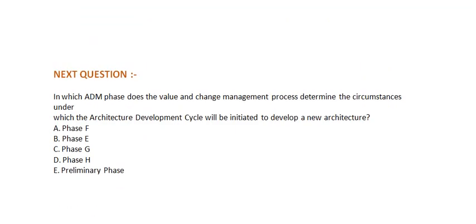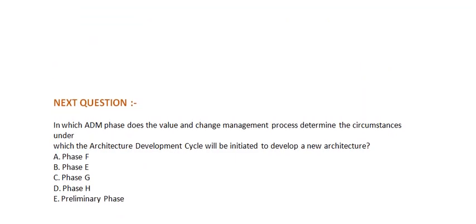Next question is, in which ADM phase does the value and change management process determine the circumstances under which the architecture development cycle will be initiated to develop a new architecture? Option A, phase F. Option B, phase E. Option C, phase G. Option D, phase H. And option E, preliminary phase. And the correct answer is option D.